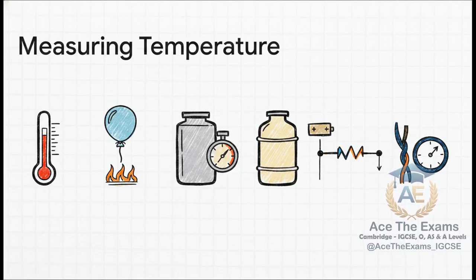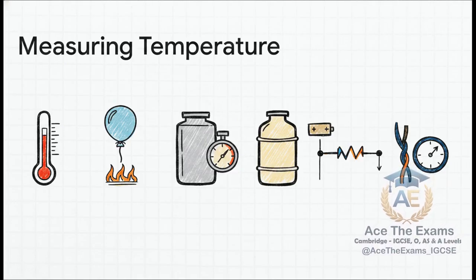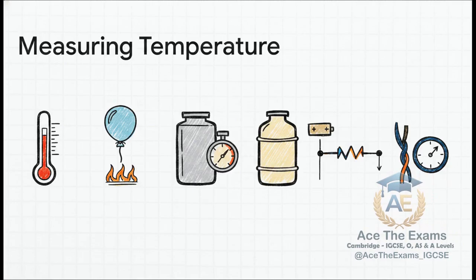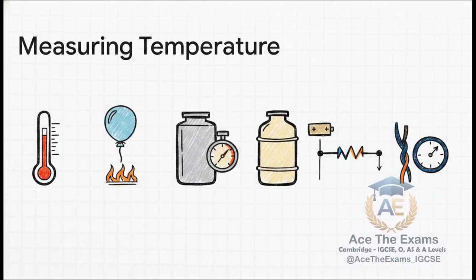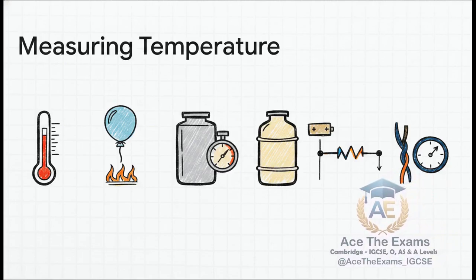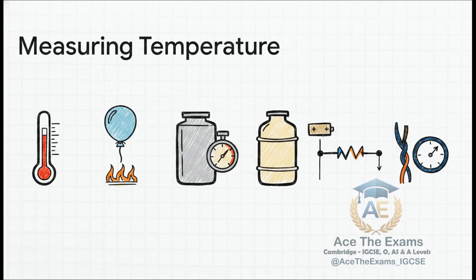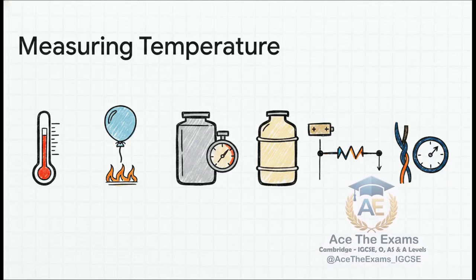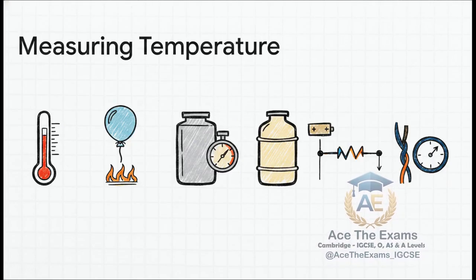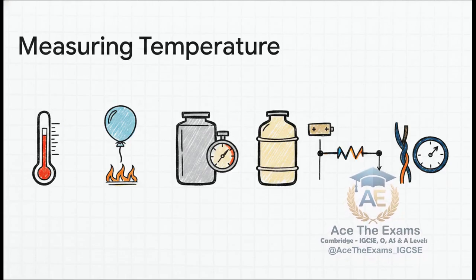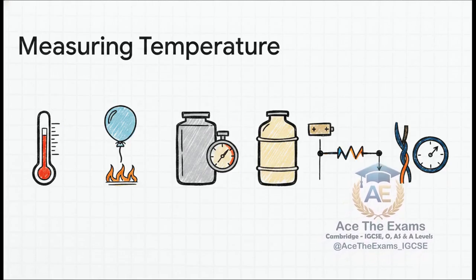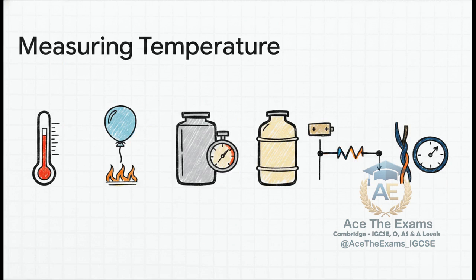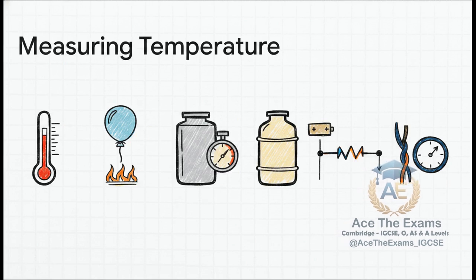We can use the expansion of a liquid, which results in a change in density. We can measure the change of pressure of a gas at a constant volume. Moving into the electronic side, we can measure the change in electrical resistance of a metal or a semiconductor, or we can measure the electromotive force, the EMF, produced across the junctions of a thermocouple. All of these are incredibly valid, practical ways to measure temperature changes, but notice the flaw here.